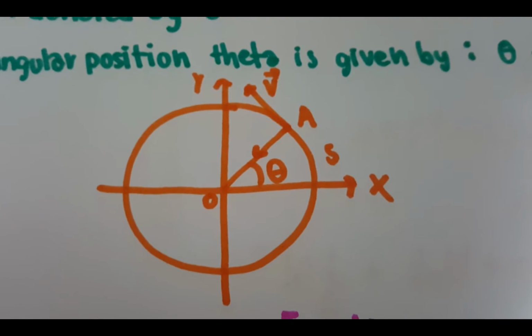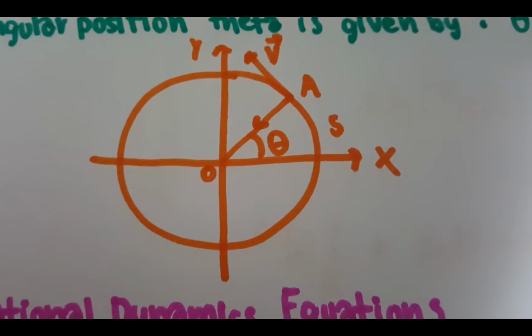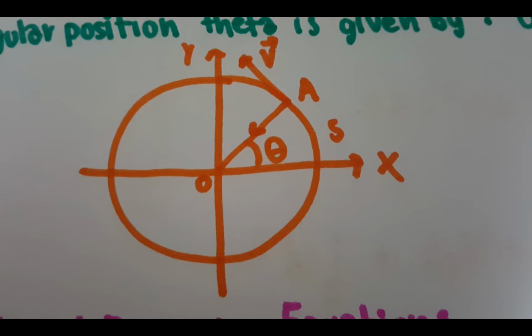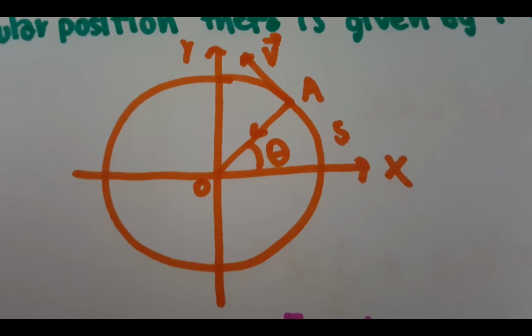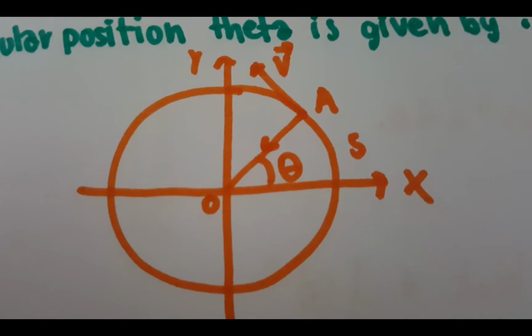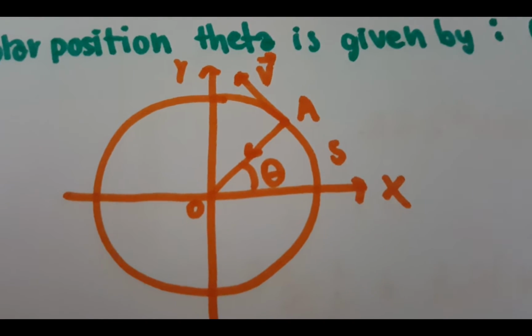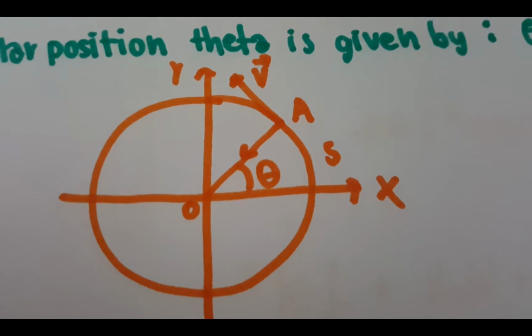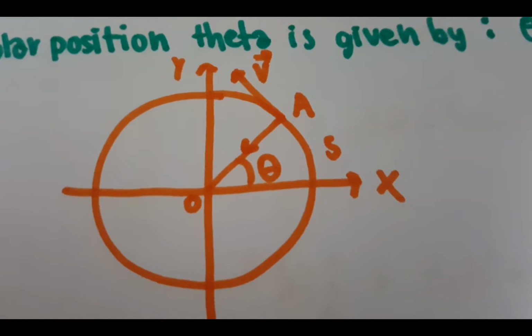The unit is radians. 1 radian equals 180 over pi. The angular displacement can be defined as the change in the angular position of the particle or object.